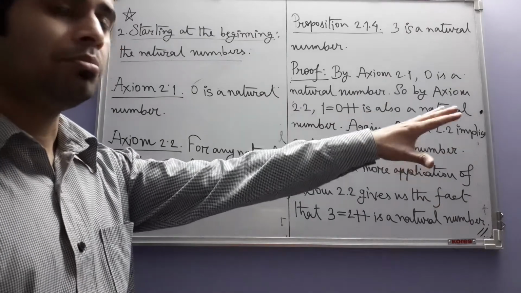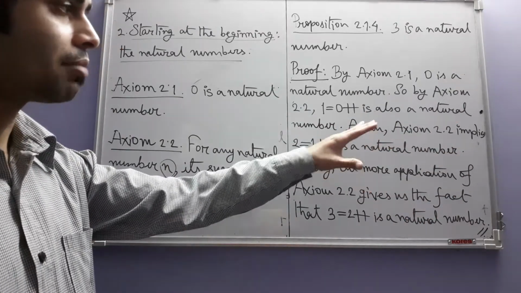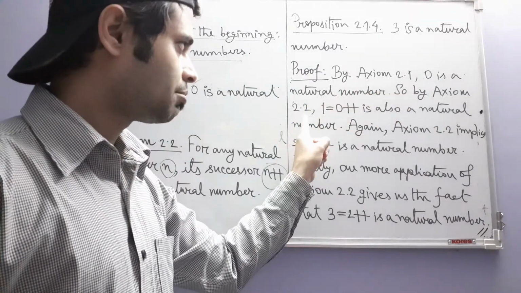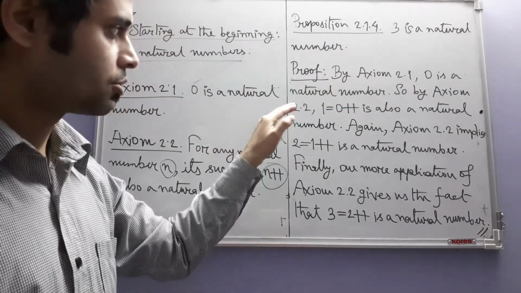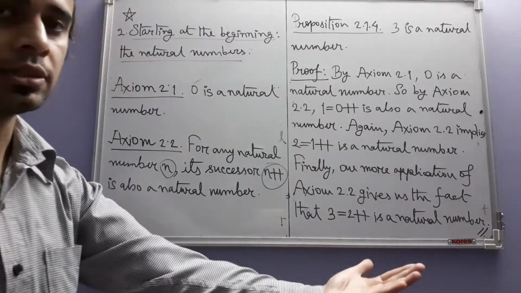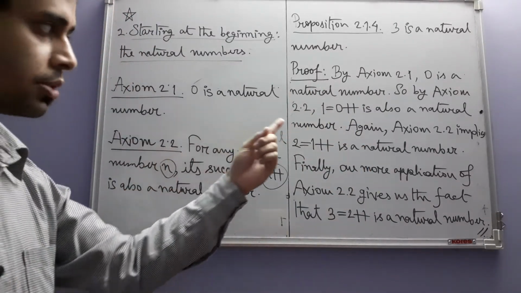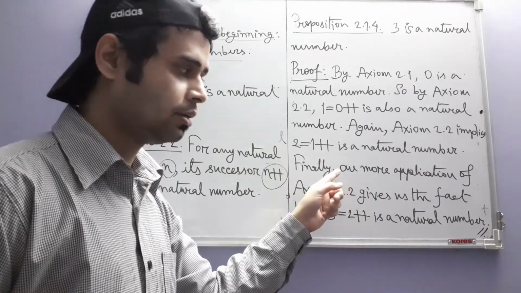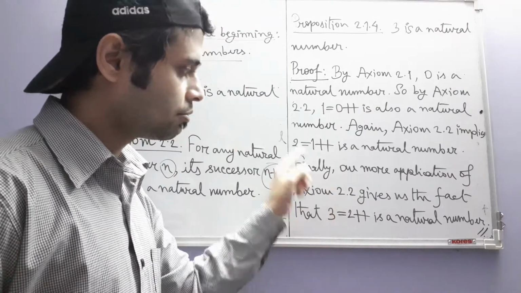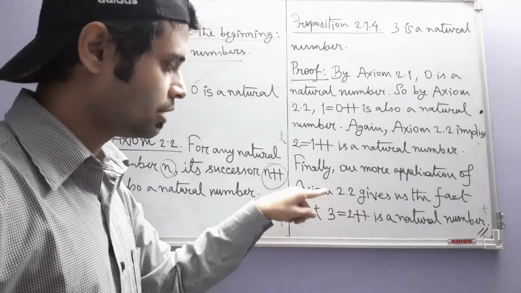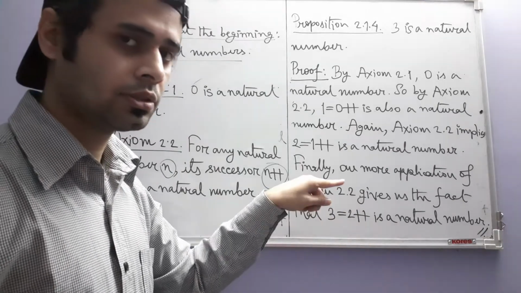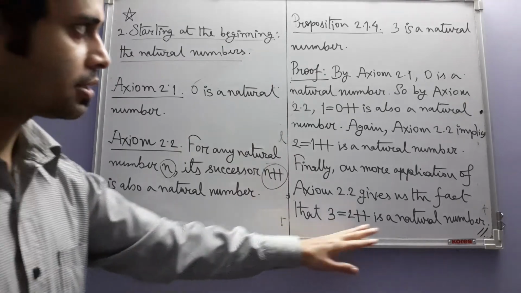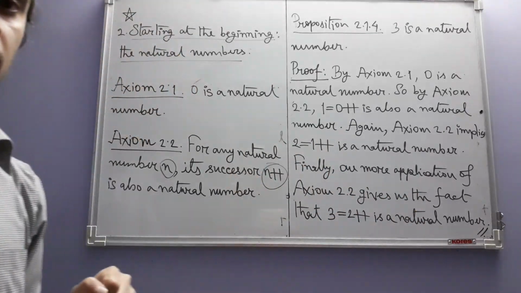Every statement we make in a proof should have some sort of justification. 0 is a natural number by the first axiom. So by the second axiom, its successor 1 is a natural number. Now we have 1 is a natural number. So again, by using the second axiom, 2 is a natural number, the successor of 1. Finally, by using once more the second axiom, we get that 3 is a natural number because it's the successor of 2, and 2 has been proven to be a natural number. So that's how we get the fact that 3 is a natural number.